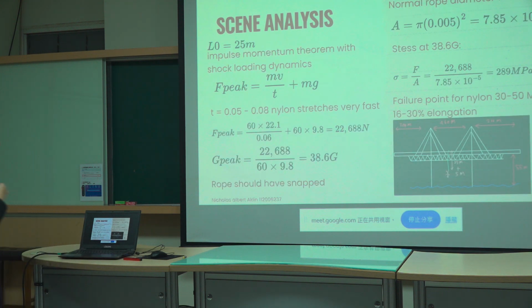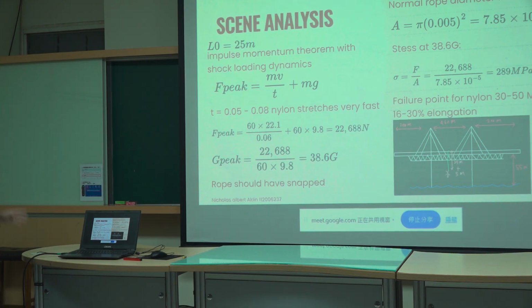So what can we use? We use what's called the impulse-momentum theorem with shock loading dynamics. It is basically the same principle as when a heavy object is dropped off a ledge and tied with a plastic nylon rope. And why can we use this? It's because the nylon stretches very fast, around 0.05 to 0.08 seconds. It's so fast that we cannot use the spring theorem.